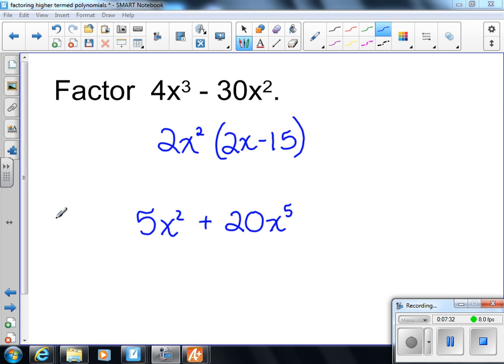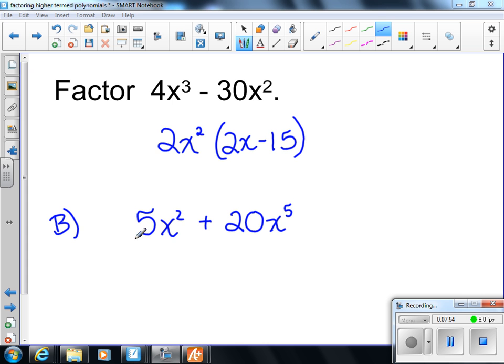All right, let's try this problem. This is example B, let's say. I want you to factor 5x squared plus 20x to the fifth. Factor it. So in other words, you have to find the greatest common factor and then take it times what you have left.